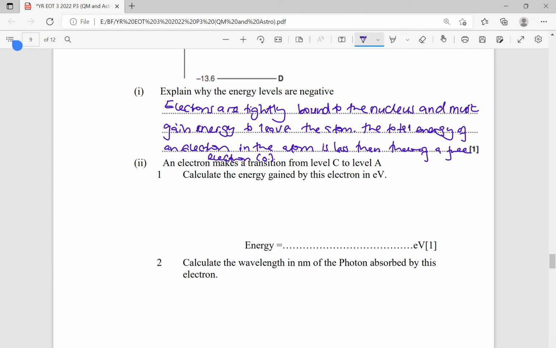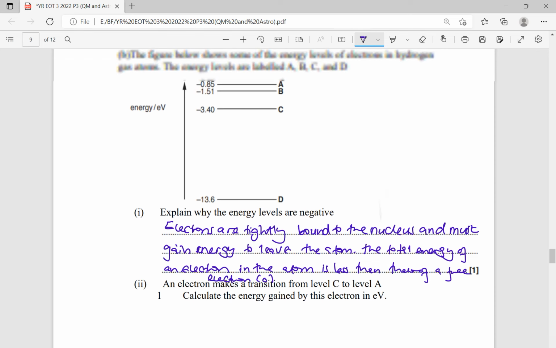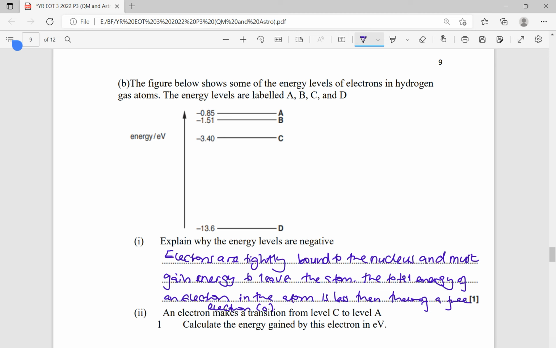Okay, an electron makes a transition from level C to level A. Show the energy gained by the electron in electron volts. Level C to level A. So that means it is negative 3.4 minus negative, no, level C to level A. Okay, let me start with the highest.